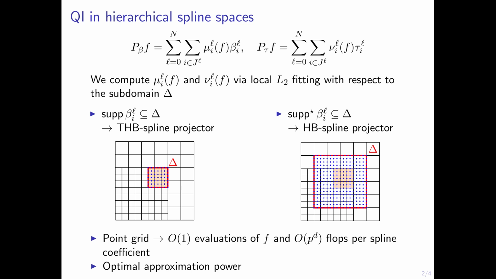Moreover, you see we have a point grid in blue, and we are able to show that with a proper choice of this grid that we use to perform our local L2 projection, we have an efficient scheme with a complexity of O(p^d) flops per spline coefficient and O(1) evaluations of f. And moreover, we can also show that we have optimal approximation power.